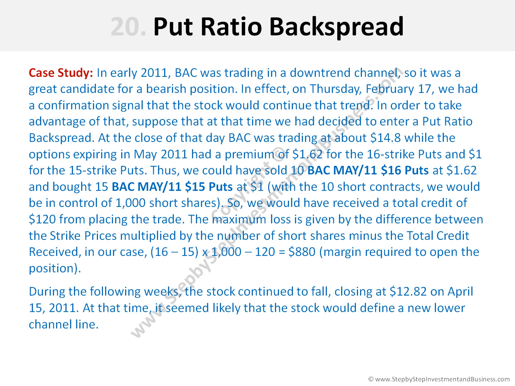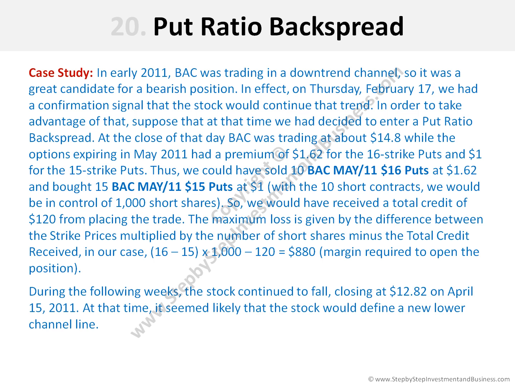The maximum loss is given by the difference between the strike prices multiplied by the number of short shares minus the total credit received, in our case, 16 minus 15, multiplied by 1,000 minus 120, which is equal to $880. This is the margin required to open the position.